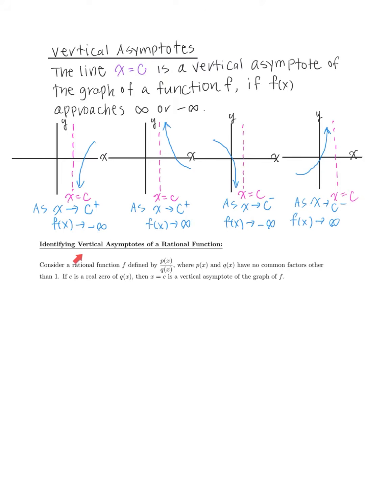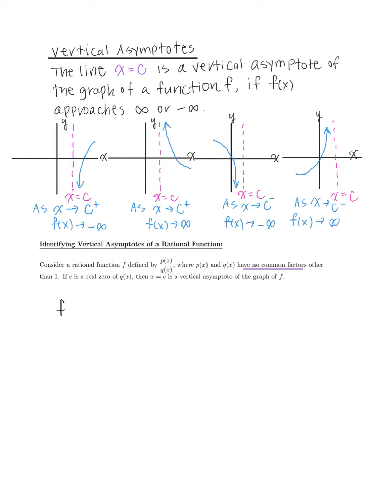It says identifying vertical asymptotes of a rational function. Consider a rational function f defined by p of x over q of x, where p of x and q of x have no common factors other than 1. This is the key word, no common factors. If c is a 0 of q of x, then x equals c is a vertical asymptote of the graph of f. So the statement is basically telling you this.